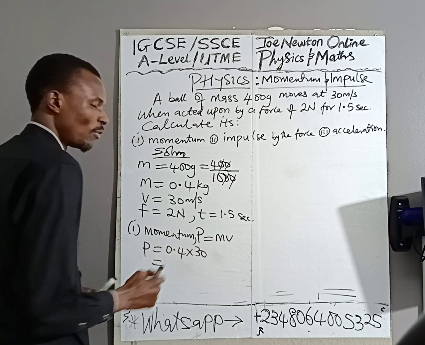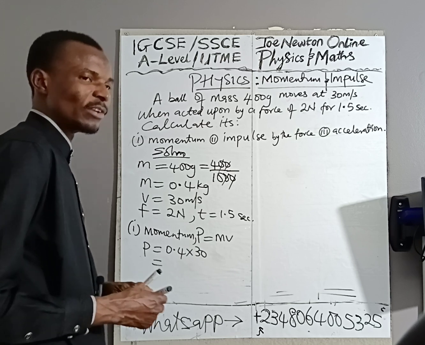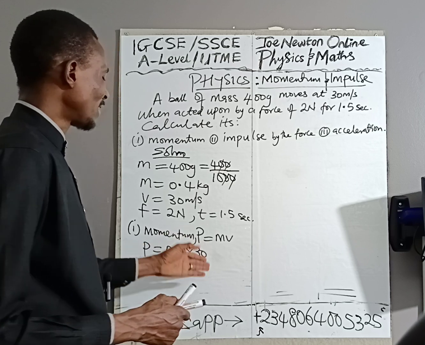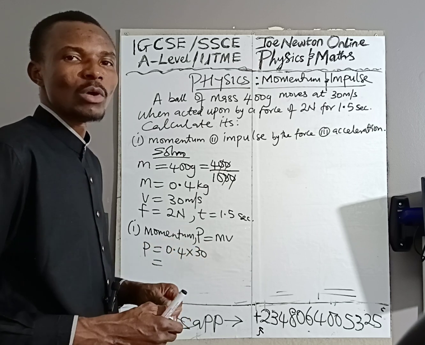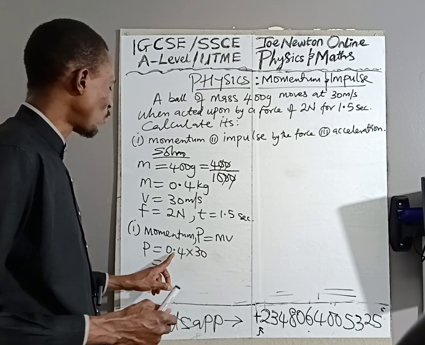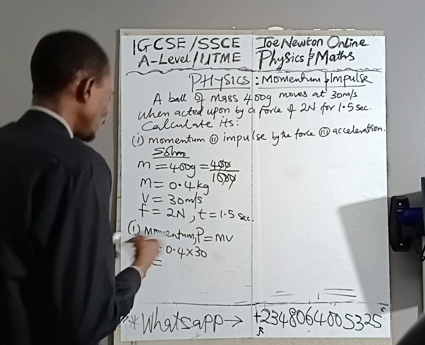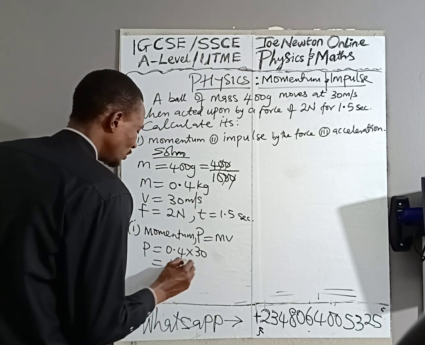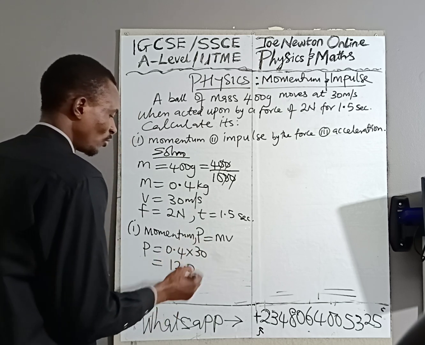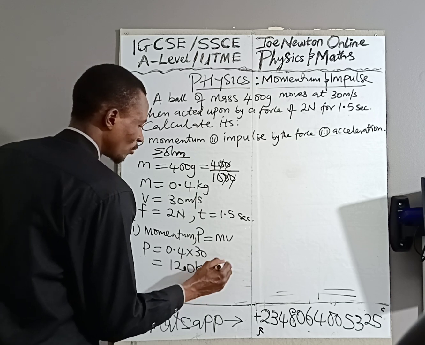3 times 4 is 12. You see it? How to work this? 3 times 4 is 12. And the 30 times 4 will give us 120. If 30 times 4 will give us 120, but we'll have one decimal place here. So we write that 120 and put one decimal point. So 120, put one decimal point here. So we are left with 12.